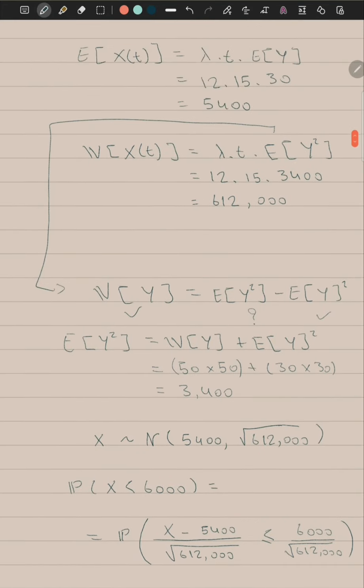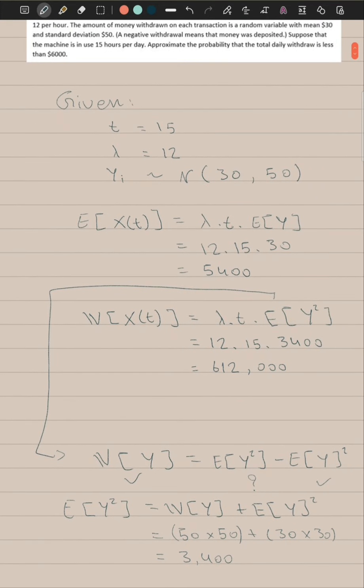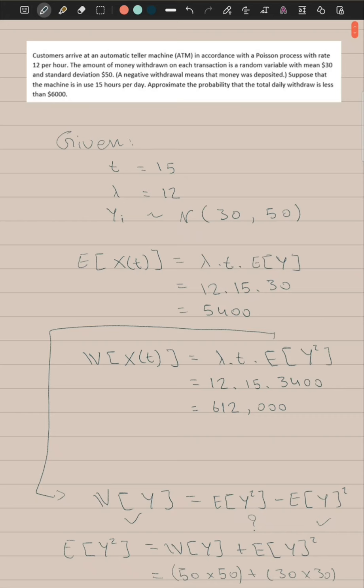The important part is to understand how to find the compound Poisson process distribution, and find the mean and the standard deviation using the formulas, this formula and this formula. They are very important.